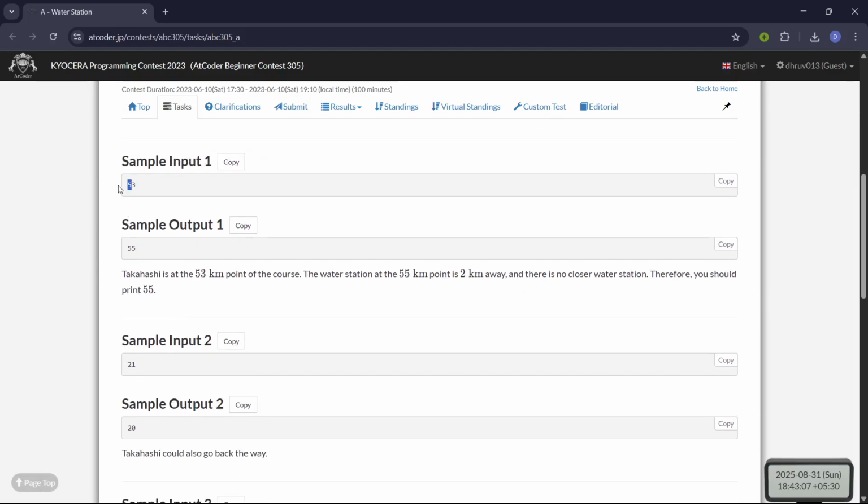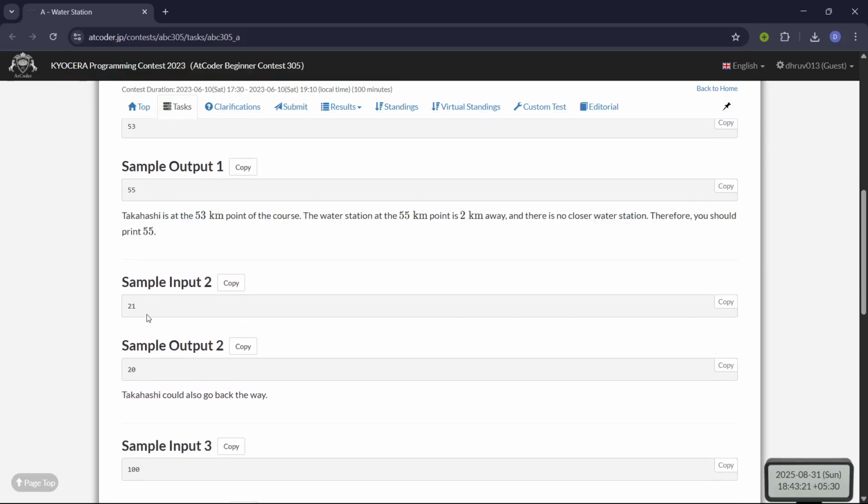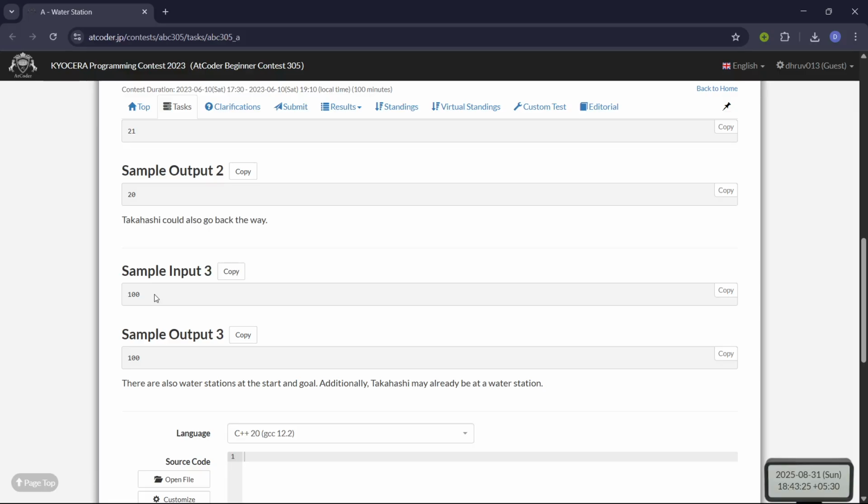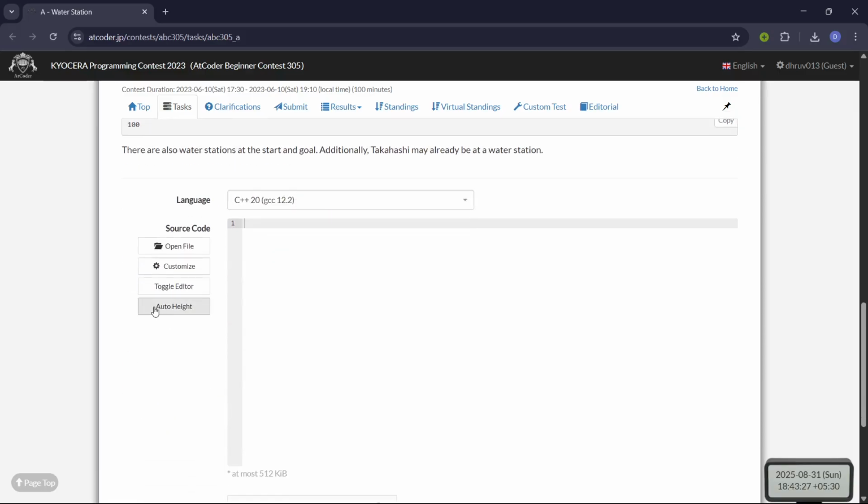Here you can see the sample test cases. For 53, the nearest one would be 55, because from 50 we have to go 3 steps, while from 55 we have to go only 2 steps. This is also explained for 21, and as you know, obviously for 100 the answer is 100. So now let's try to solve this question.